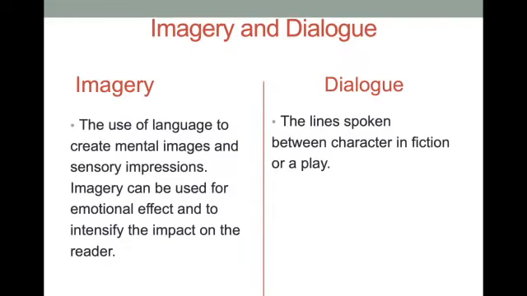So taking a look at a couple more pieces of the elements of literature, we have imagery. That is the use of language to create mental images and sensory impressions. Imagery can be used for emotional effect and to intensify the impact on the reader. When we think of imagery, usually you're thinking of your five senses. What kind of words or what kind of visual representation is the director or the author using in order to create a picture in your mind?